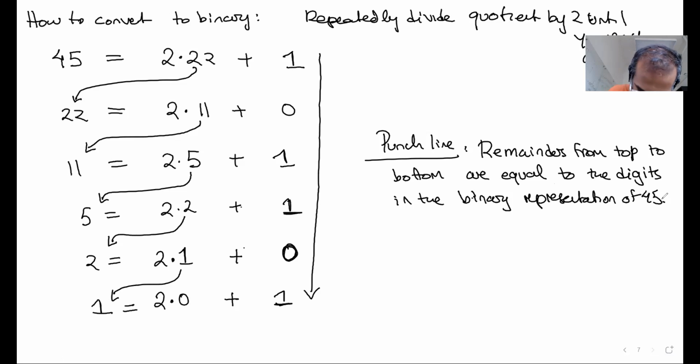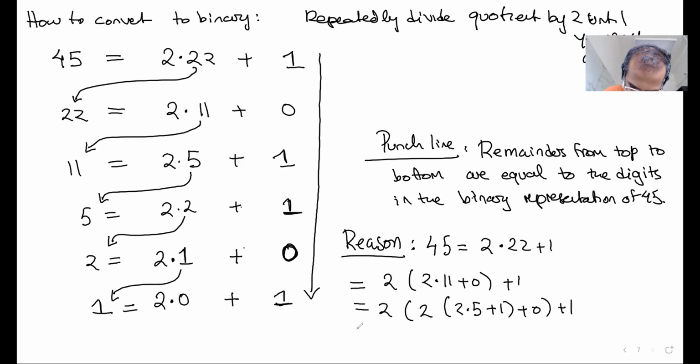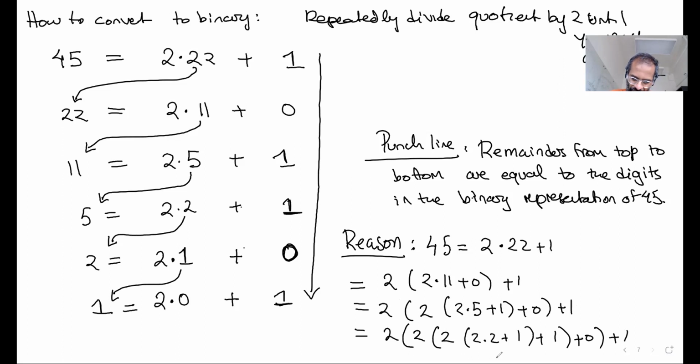Now that's not an accident. Let me give you the reason. It's not a proof, but in this example, let me give you the reason. What have we done? We've said 45 is equal to 2 times 22 plus 1, which is equal to 2 times 11 plus 0 plus 1, which is equal to 2 times 2 times 5 plus 1 plus 0 plus 1, which is equal to 2 times 2 times 2 times 2 times 2 plus 1 plus 1 plus 0 plus 1, and so on. In the end, we've expanded 45 in this way. If we open the parentheses, we get a bunch of powers of 2.